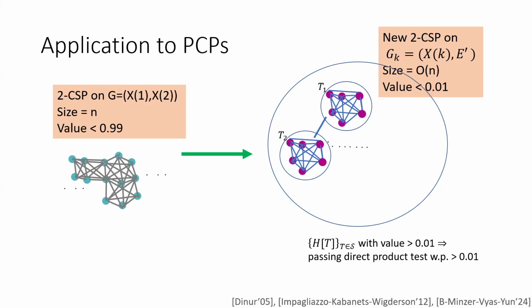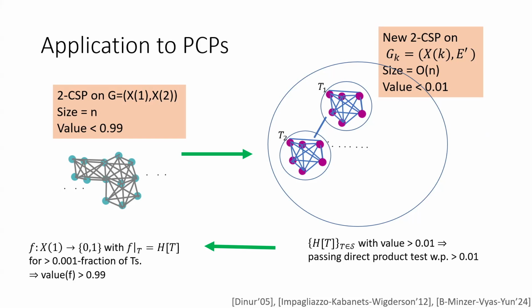So using the error guarantees of the direct product test, you can get that there is a function on the vertices that is consistent with h of t on a large fraction of t's. And this, with some simple spectral expansion, implies that this function f actually satisfies most of the edges of G, of the original 2 CSP. So you have reduced a function with value at most 0.9 to at least 0.99, which proves what you wanted, like an error reduction in the PCP.